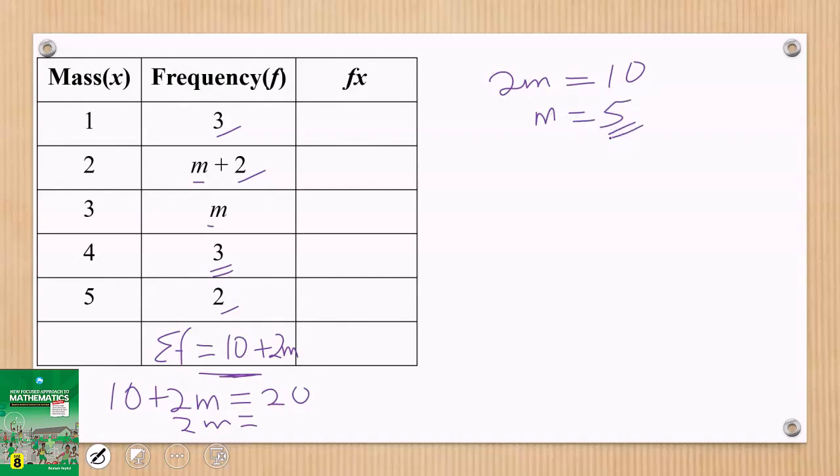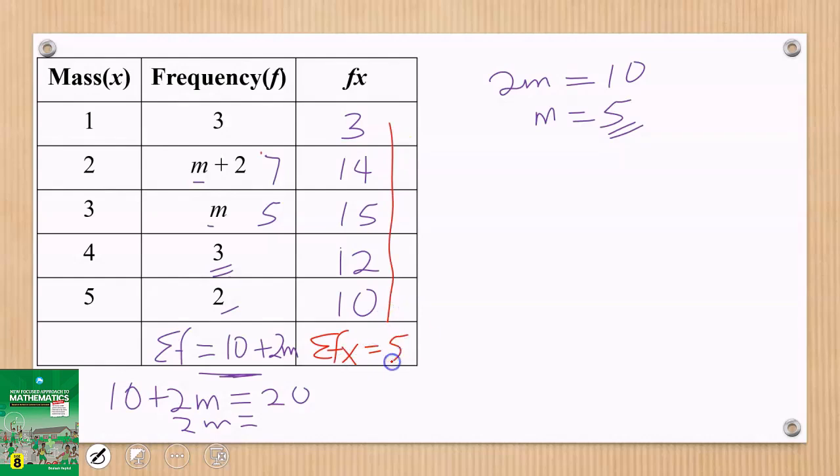If m is 5, then we can put 7 here, we can put 5 here, we have our 3 and our 2. Now, we can also find the fx. Let's do that once. Now, fx is going to give us 3 here. 2 times 7 is 14. 3 times 5 is 15. 4 times 3 is 12. And then 5 times 2 is 10. So total fx, if we add all the numbers here together, that will give us 54. Okay, so now the table is completed.